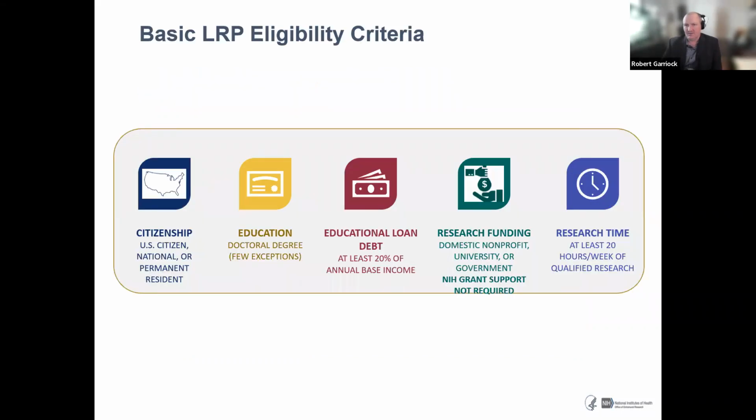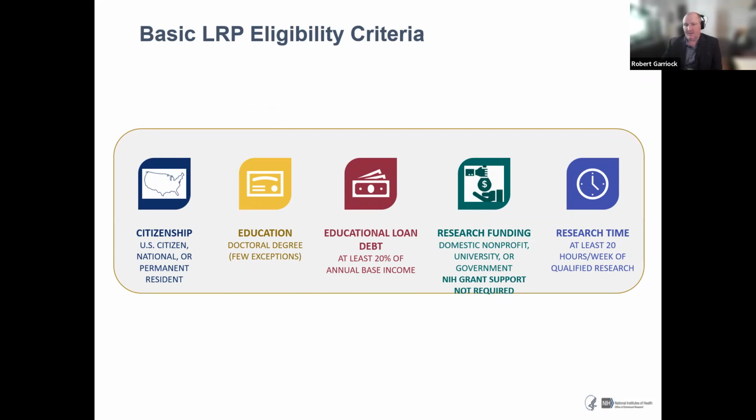The basic eligibility criteria for the LRP is really captured in these 5 boxes. You need to be a US citizen or permanent resident to apply. For education, you need to have a doctoral level degree in most cases. There are a few exceptions. Certain REACH programs may only require a master's degree. And for the CIR program LRP, you can also just have a master's degree or certificate and apply. But again, most require that you have a doctoral level degree.